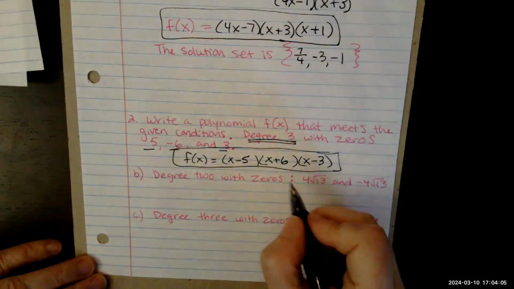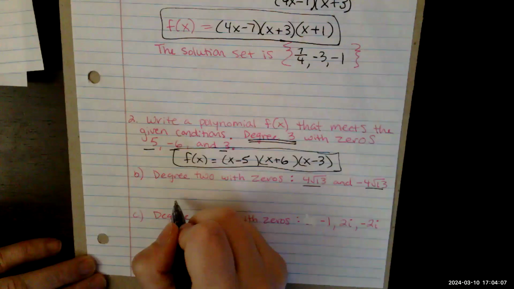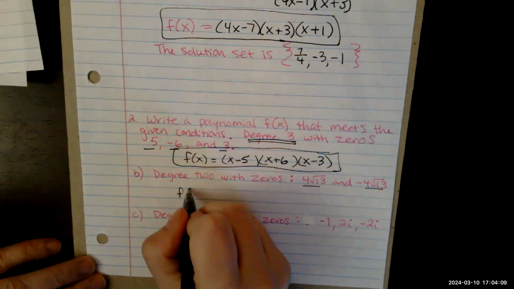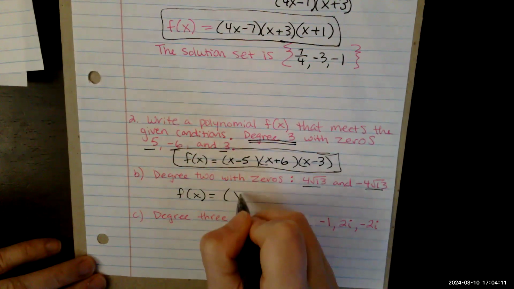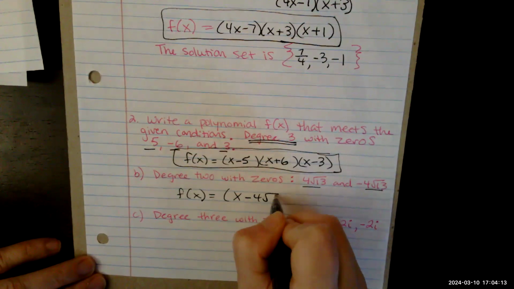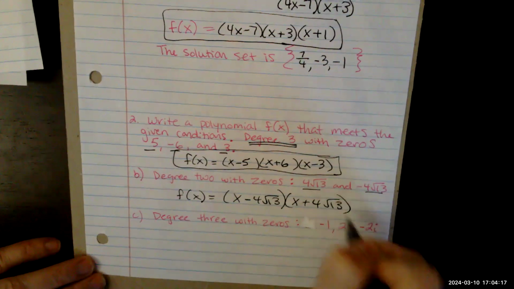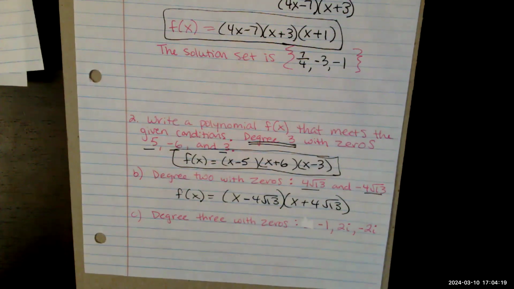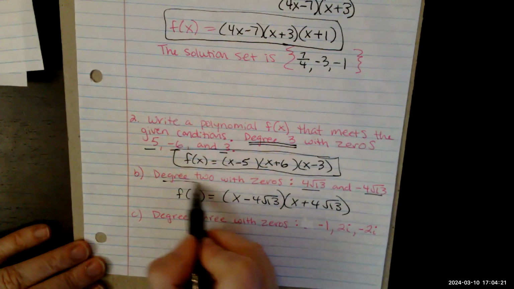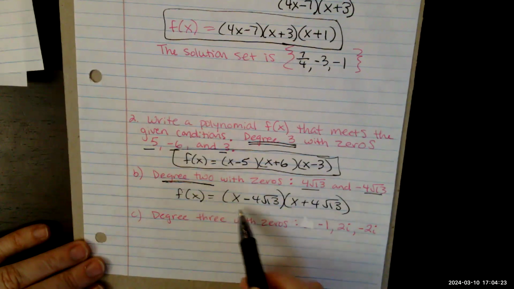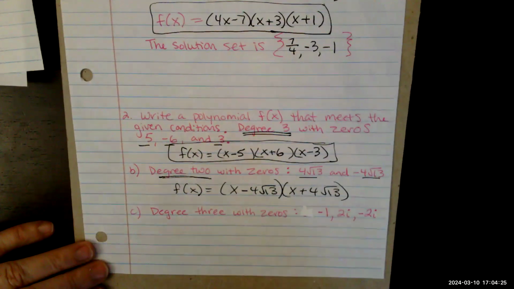So if they give us something like these, same idea. X minus 4 square root of 3 and x plus 4 square root of 3. And you can just leave it like that. Make sure I have the degree, so I didn't miss anything. 2, yeah, that makes sense. So I think we're good.